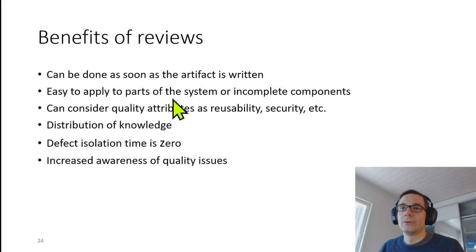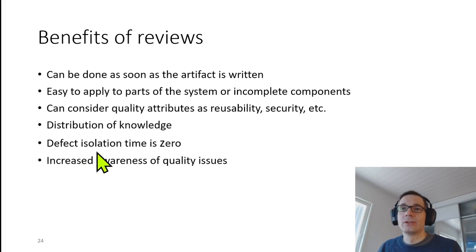Also, security issues are something that can be revealed by reviews. Another benefit is the distribution of knowledge. So it's possible that the reviewers do not completely understand the source code they are reviewing. They might be, for example, junior programmers in the team. But when they review the source code, well, they get some type of understanding, and during the review meeting, they can ask for more details about the source code, and this way they can learn from their senior developers.